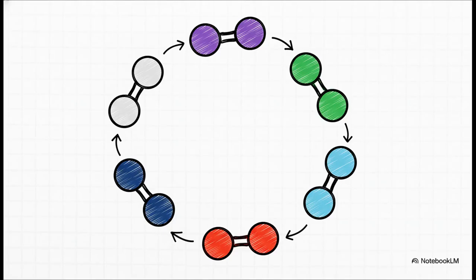Now, for a super important spelling rule, these 7 elements right here, they're the diatomic elements. You could say they're a little codependent. When they're all by themselves, they never travel alone. They're always found in pairs, which is why we write them with that little subscript 2. Forgetting this is, no joke, one of the most common mistakes people make.